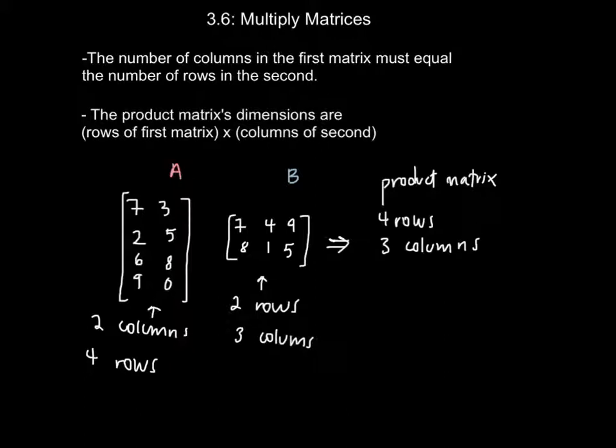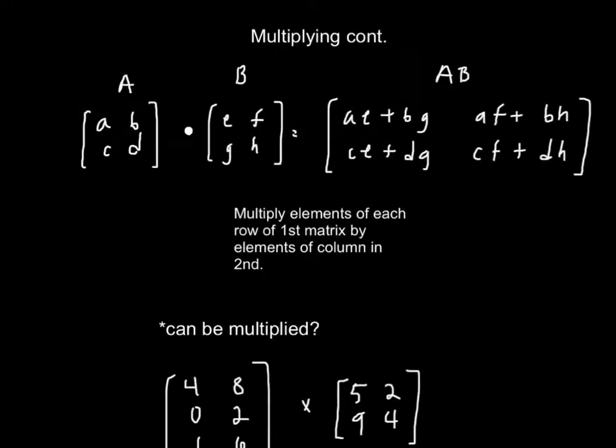Now, another point is that the product matrix's dimensions are the rows of the first matrix by the columns of the second. So we have 4 rows in the first, and 3 columns in the second. So therefore, our product matrix, the resulting matrix after we multiply these, will have dimensions of 4 by 3. So let's see what our matrices would look like multiplied if we just use variables a through h.